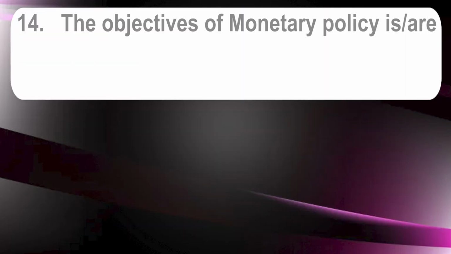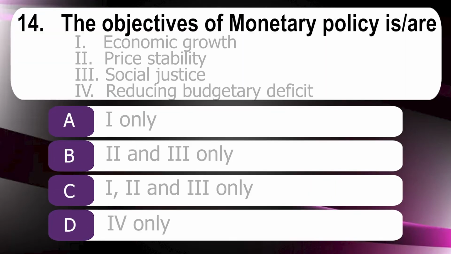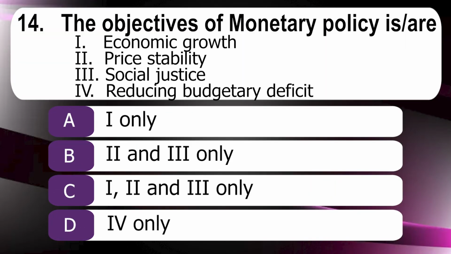14th question. The objectives of monetary policy are 1. Price stability, 2. Economic growth, 3. Social justice, 4. Reducing budgetary deficit. A. 1 only, B. 2 and 3 only, C. 1, 2 and 3 only, D. 4 only. The correct answer is C. 1, 2 and 3 only.